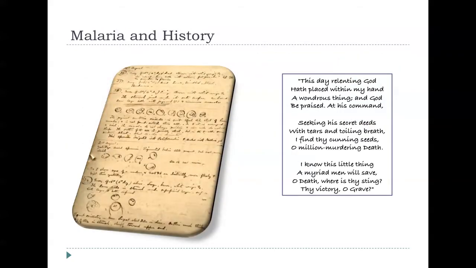He kept these elaborate notebooks describing the ring forms that he saw in the blood and so forth. But he also penned some poetry, couldn't help himself. He actually captured his discoveries in verse here. And I particularly like this famous phrase, he said, "Seeking his secret deeds with tears and toiling breath, I find thy cunning seeds, O million murdering death."